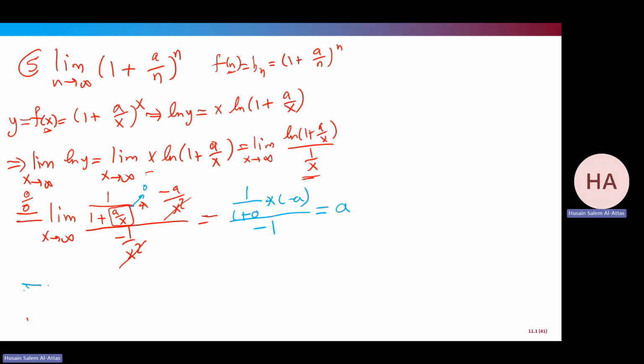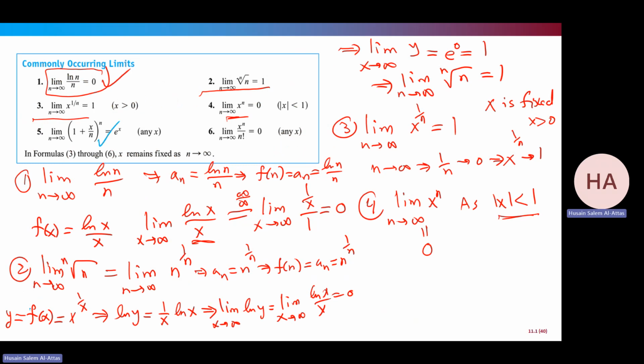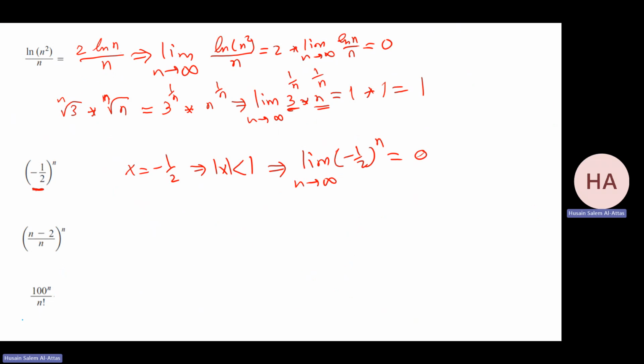So what will be the limit of y as x goes to infinity? It will be e to the power a, because this is ln y and now I'm doing y. That means the limit as n goes to infinity of (1 + a/n)^n, or let me say x, but that's a value, will be e to the power x, which is this one for any x. Now let me apply it with this one.